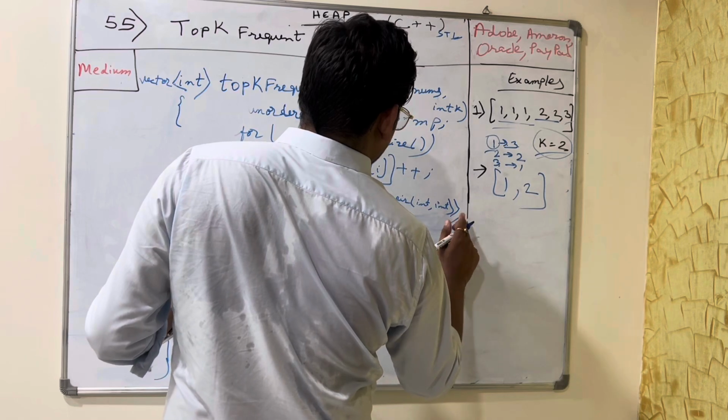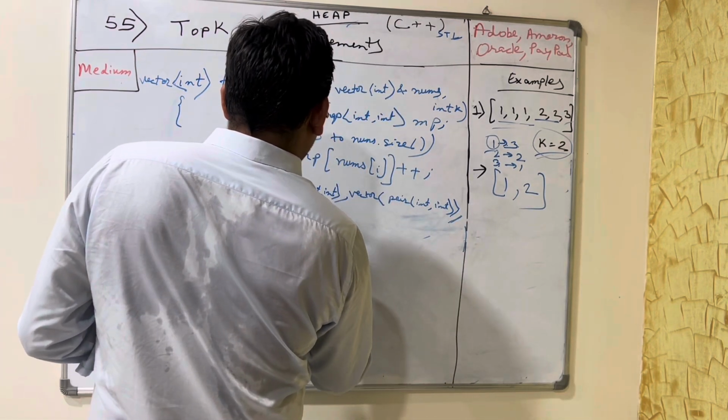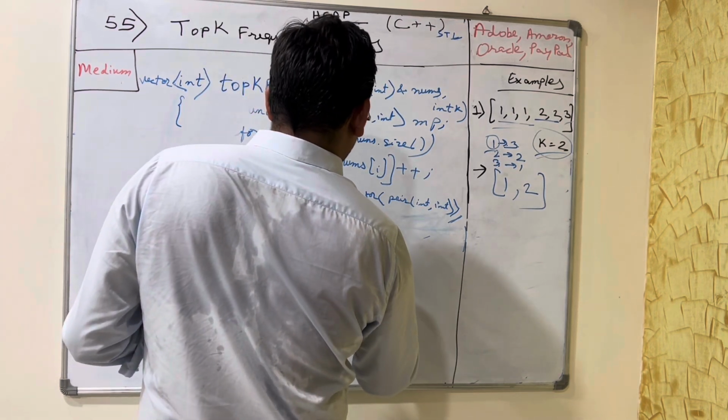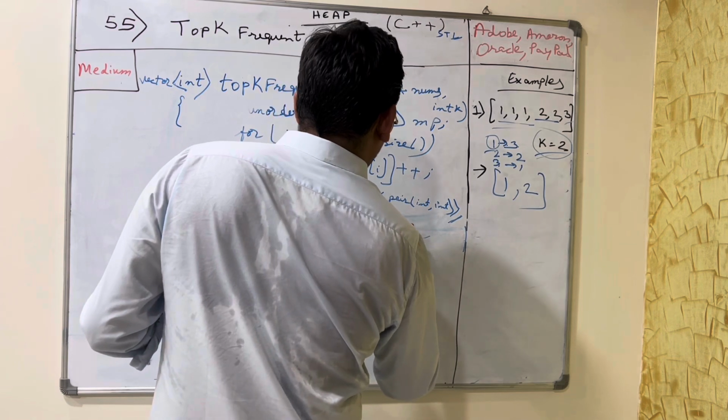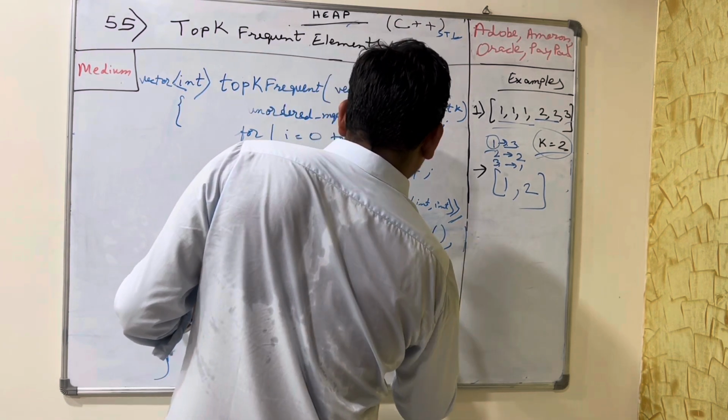We have int, comma, compare, and then pq, and then what do? We pass the values of the map here itself. So this is the syntax.